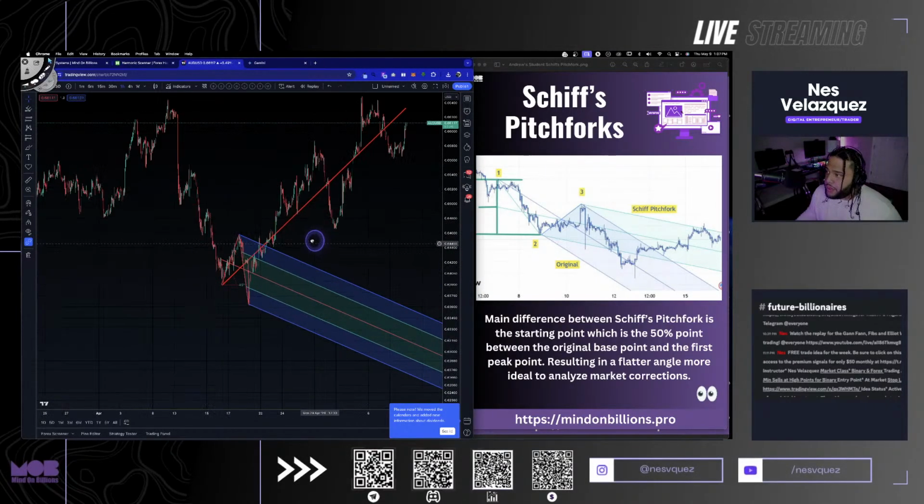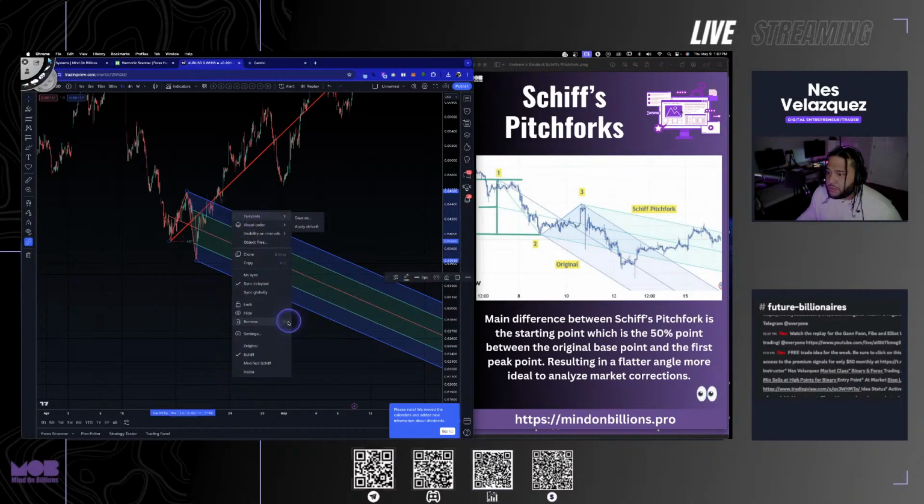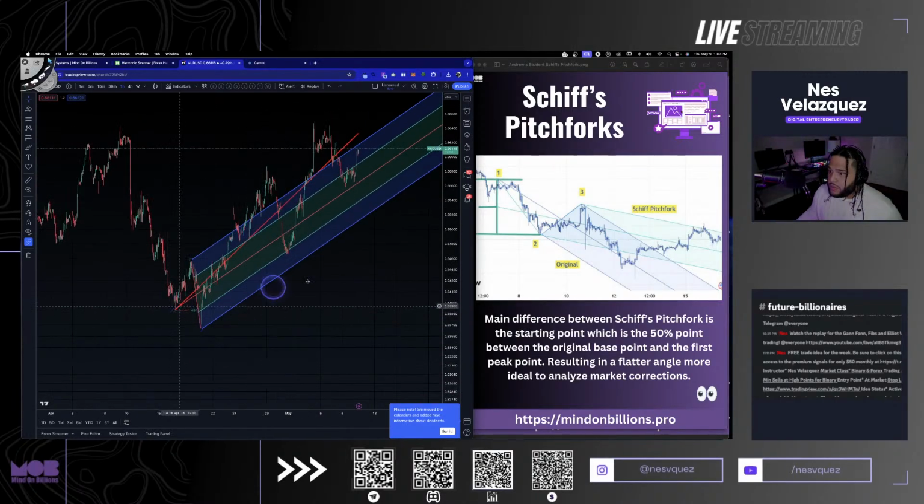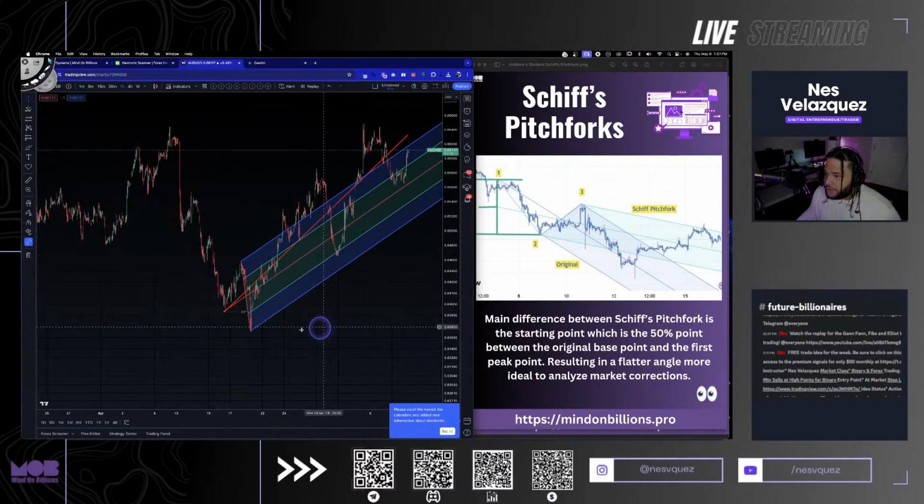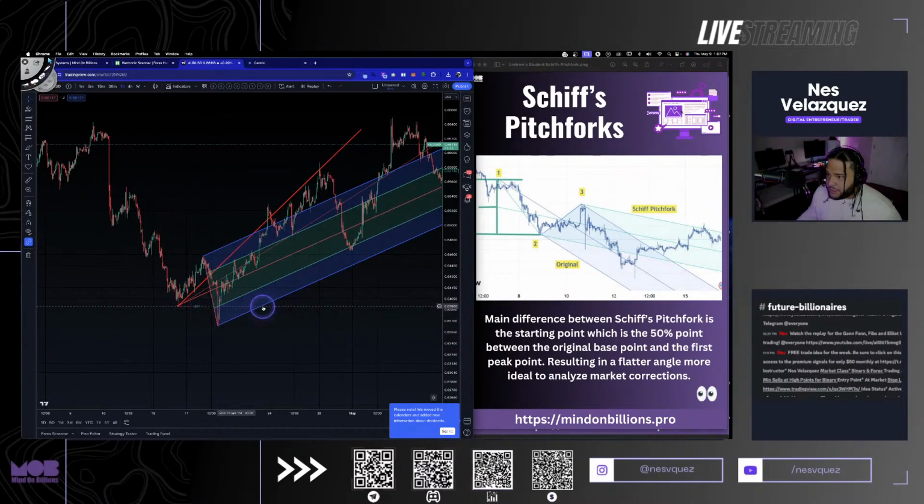That was actually pretty on point, right? When we switched it up, look. Because of the flatness of the shift pitchfork, you see that it was detecting something completely different.